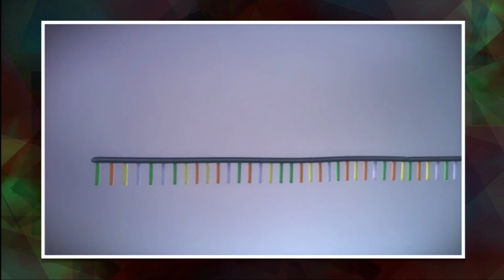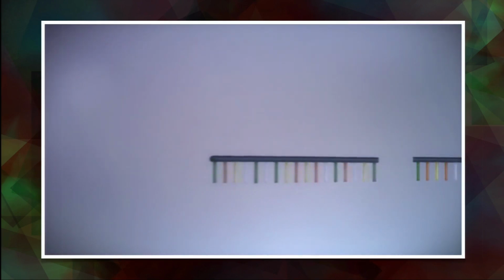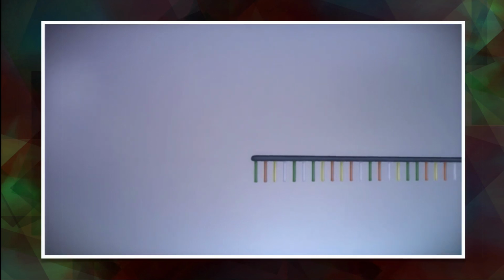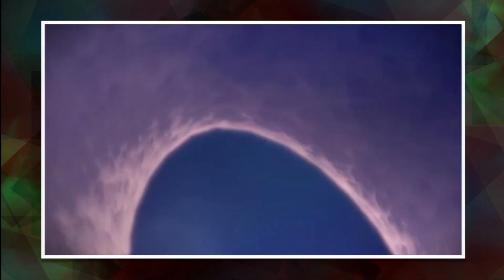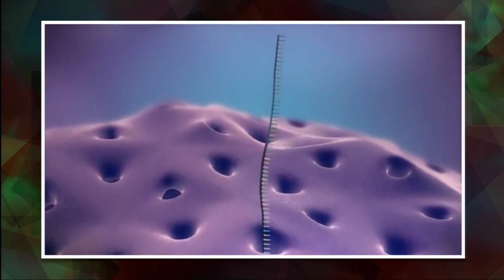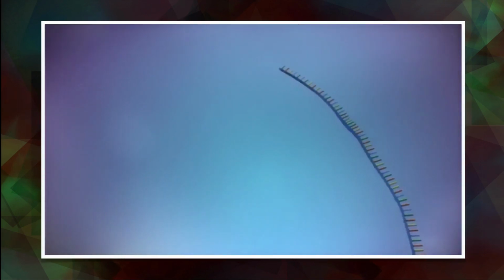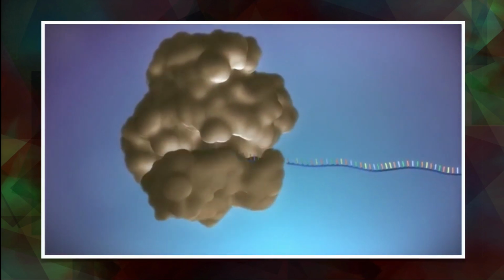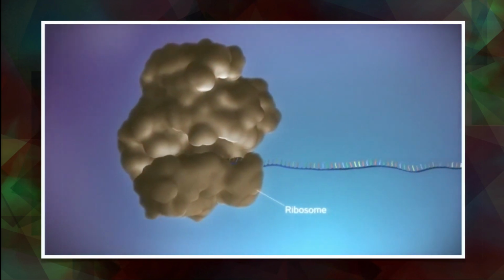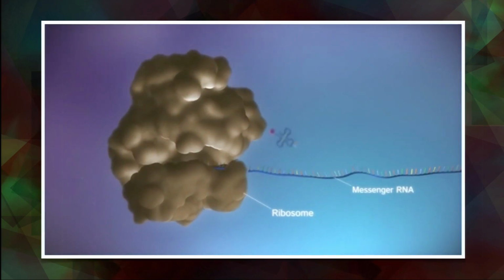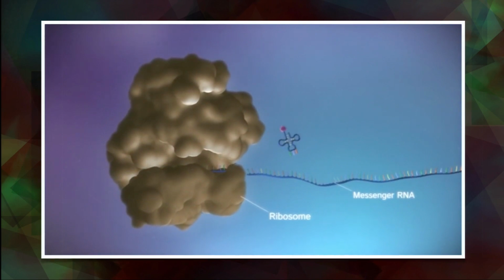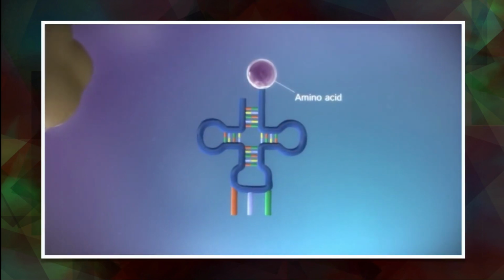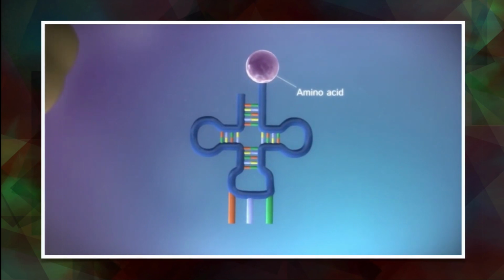Before the messenger RNA can be used as a template for the production of proteins, it needs to be processed. This involves removing and adding sections of RNA. The messenger RNA then moves out of the nucleus into the cytoplasm. Protein factories in the cytoplasm, called ribosomes, bind to the messenger RNA. The ribosome reads the code in the messenger RNA to produce a chain made up of amino acids. There are 20 different types of amino acid.